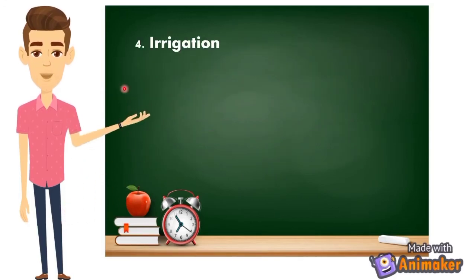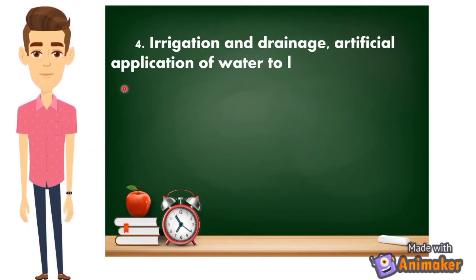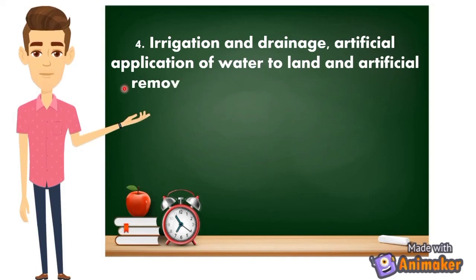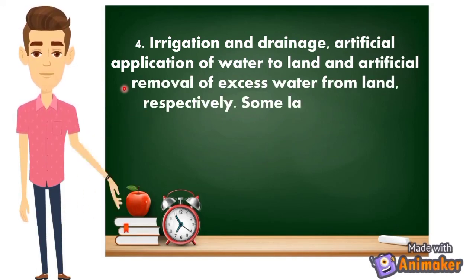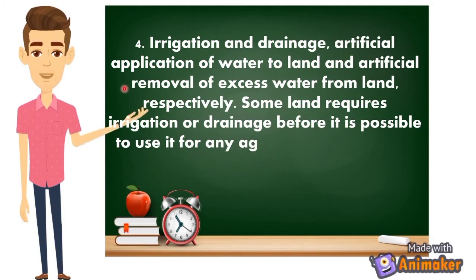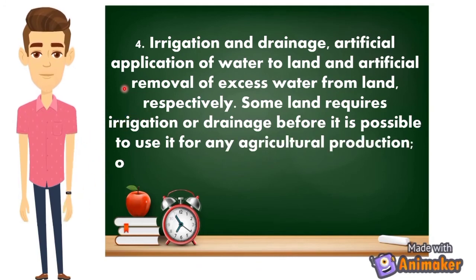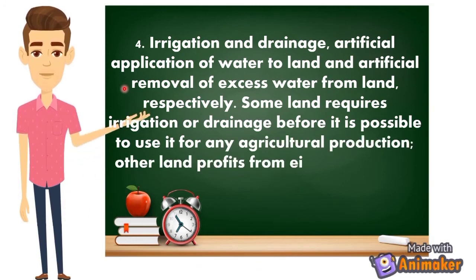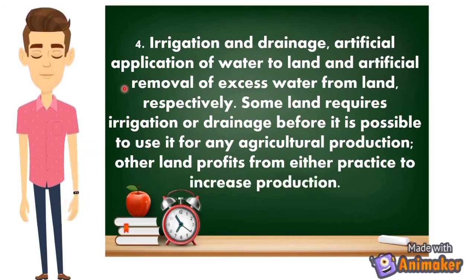Next one, or for the last one, we have the irrigation and drainage. So it is the artificial application of water to land and artificial removal of excess water from land, respectively. Some land requires irrigation or drainage before it is possible to use for any agricultural production. Other land profits from either practice to increase production.